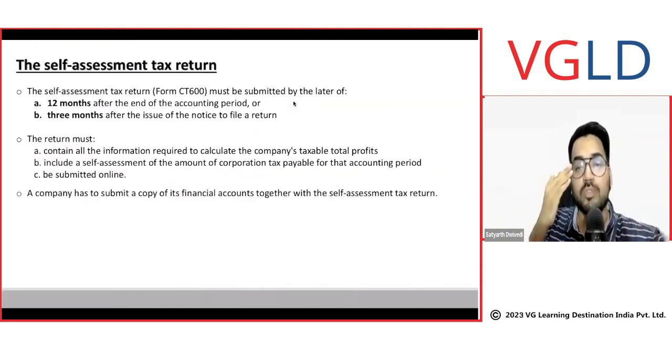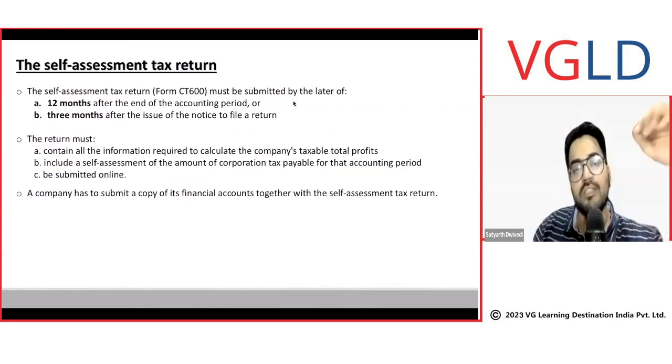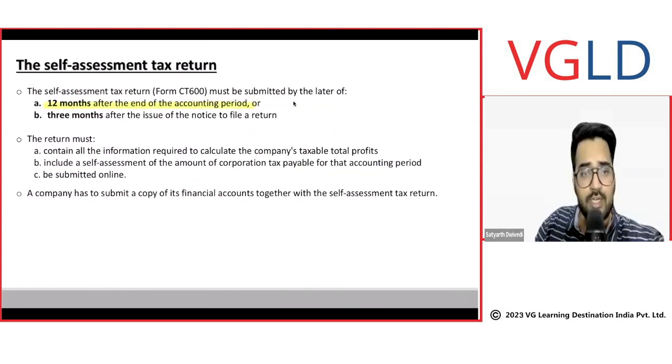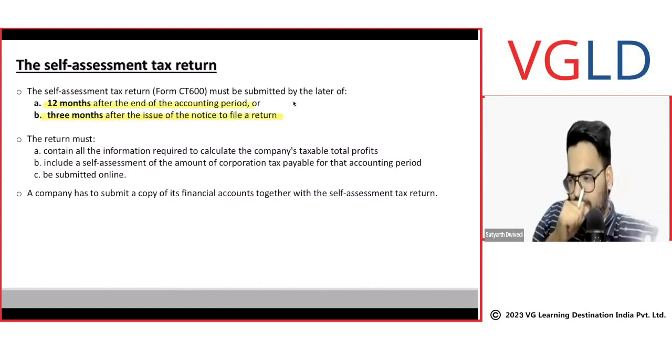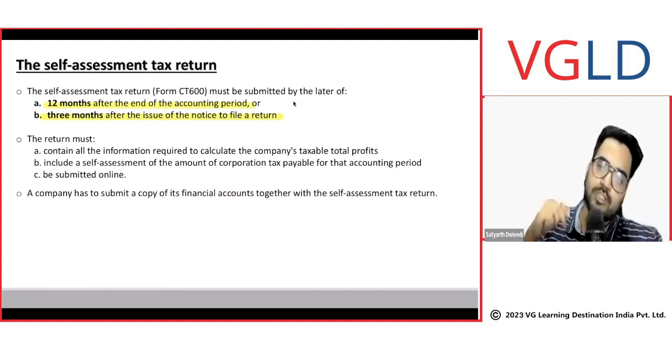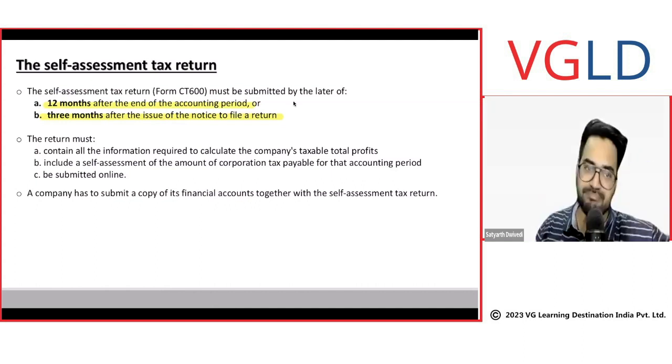Now coming to your self-assessment tax return. You have to give a self-assessment tax return by the later of 12 months after the end of the AP or 3 months after issue, if you've got a notice to file a return. Then the tax return has to be submitted within 3 months. Is that clear?